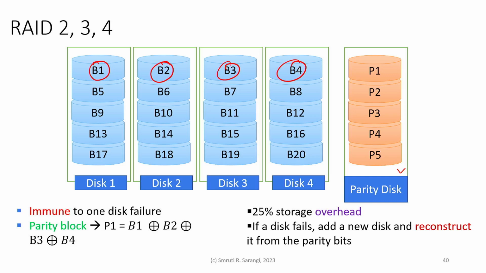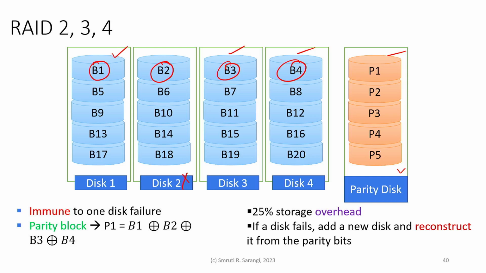So it's clearly immune to one disk failure, because why? Let's say this disk dies, then there is no problem at all, because you can reconstruct the data from the data of these disks and the parity, right? Even if the parity disk dies, you can always add another disk and recompute the parity. So this is immune to one disk failure.